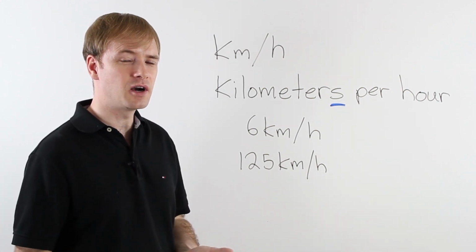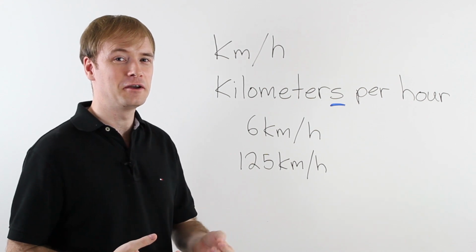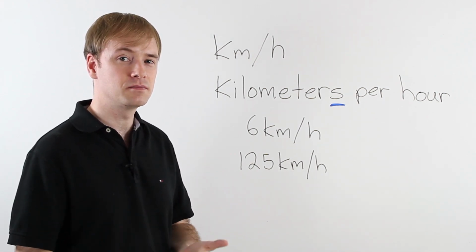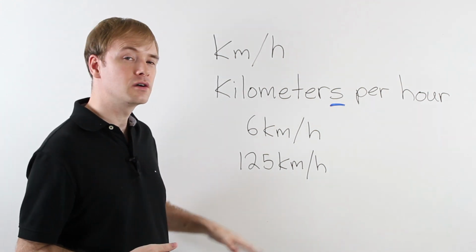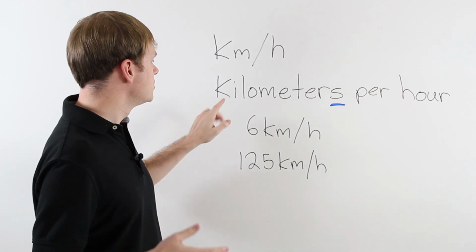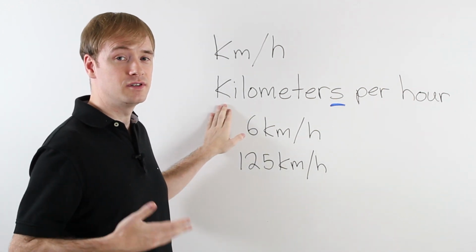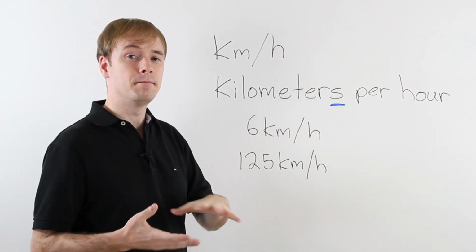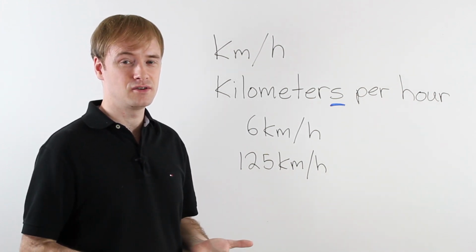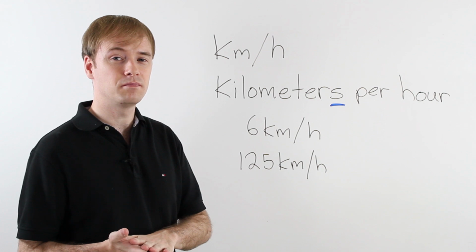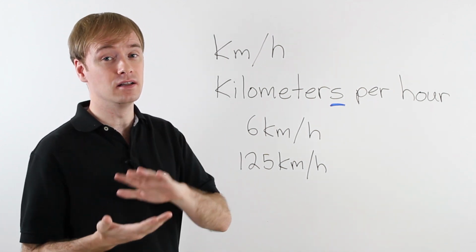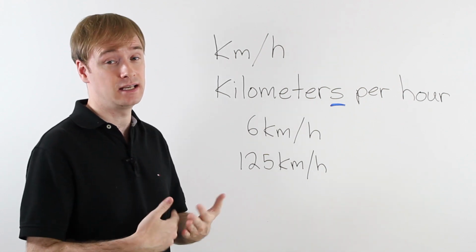Okay, can you hear the S? 6 kilometers per hour. Okay, it's very difficult, but it's there. 125 kilometers per hour. All right, so I've been using one pronunciation of kilometers, but some people might say it with a different stress. Okay, so both pronunciations are acceptable, but one is more common.